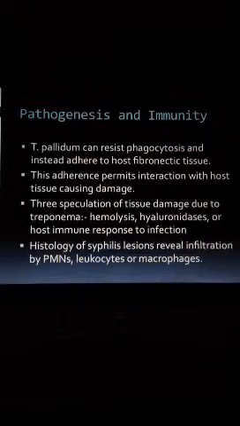Treponema can resist phagocytosis and instead adhere to host fibronectin tissue. This adherence permits interaction with host tissue, causing damage.